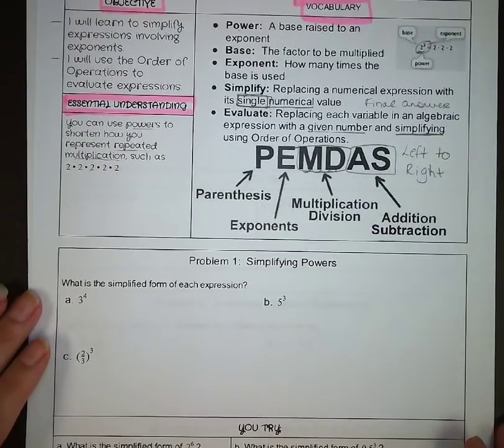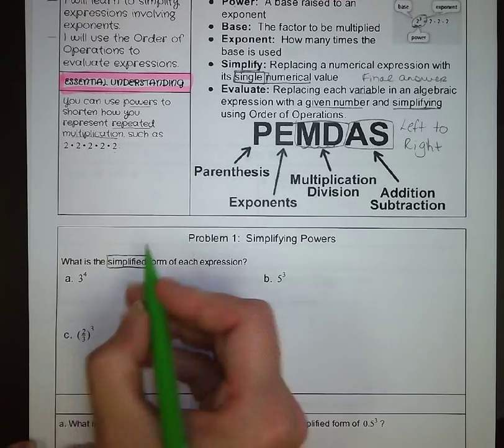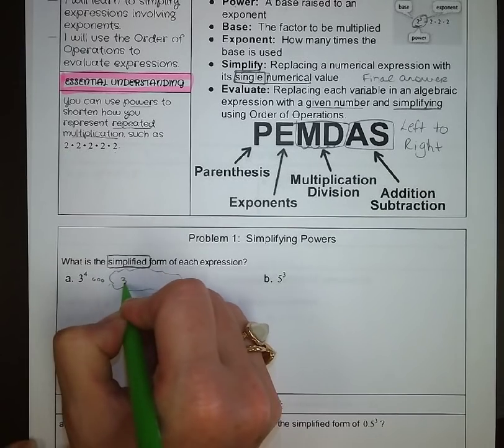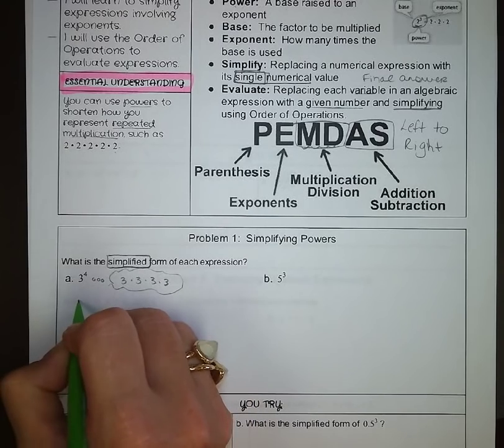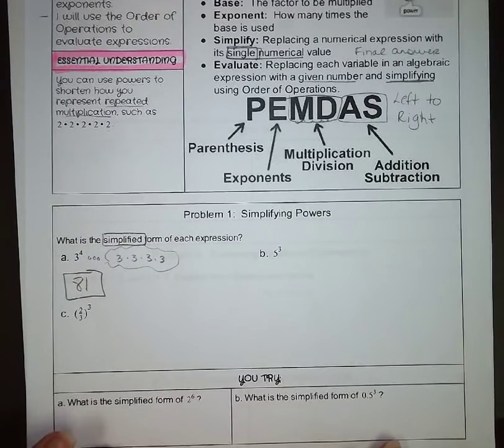Problem number 1 is just going to be simplifying powers. What is the simplified form of each expression? So we need to take that and just simplify it, do the math. So if we expanded it out, it would be 3 times 3 times 3 times 3. So 3 to the 4th power is 81.